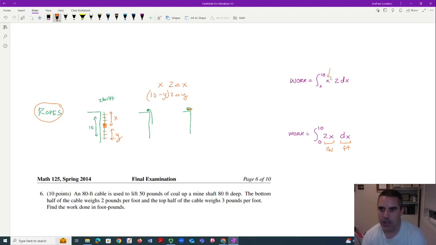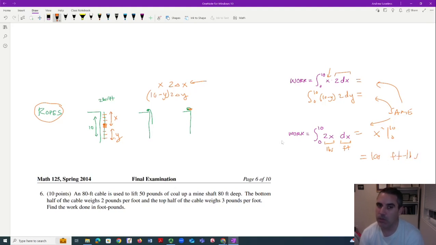This is distance to the top. This is the force if you're doing this one. And if you do the other one, it's 0 to 10, 10 minus y, 2 dy. And all three of these things are the same. I mean, these two you can definitely see are the same. This one just sort of plugs them in an opposite order. This is going to be x squared from 0 to 10. It's going to be 100 foot-pounds. I don't care how you think about it, but it's one of those.